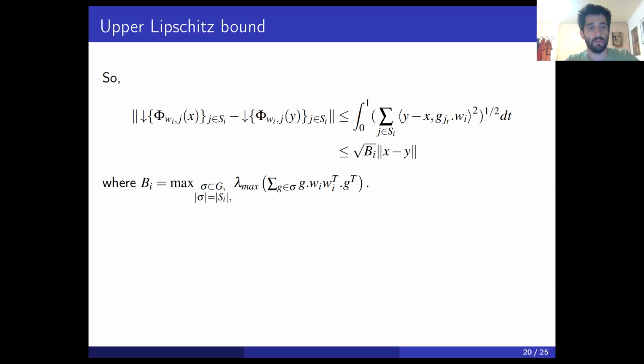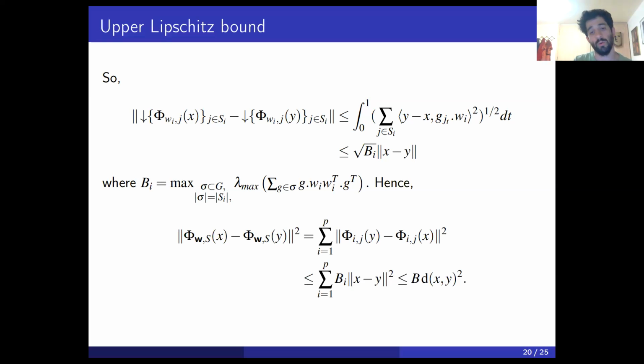And then, because here is the norm of just the difference of two subsets of Coorbits for one window, so for a fixed i, but because we have a lot of windows, when we want to find exactly the distance of the two embeddings of X and Y, we just add the sum from i from 1 to P, and we have exactly this sum of B i, which is our upper Lipschitz bound for the map, because you see that it's less or equal than this B, which is exactly the sum of B i times the square of the distance of X and Y. So this is the formula for the upper Lipschitz bound.